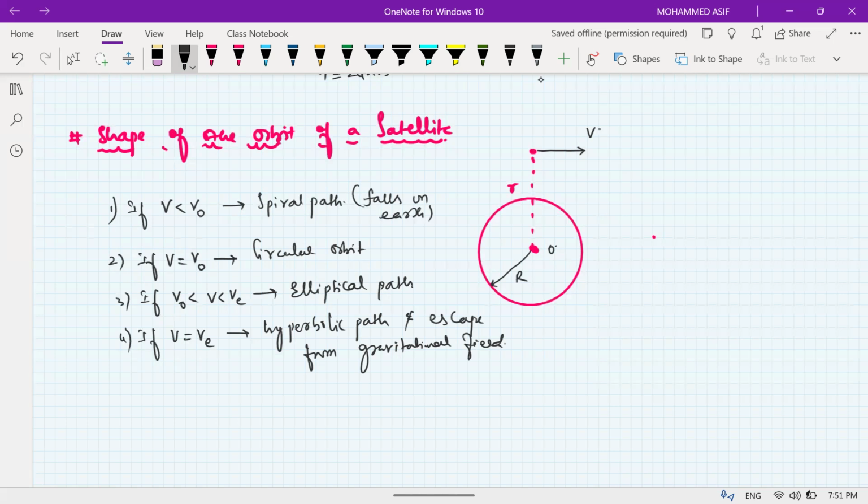Binary star system is also there, beta, but don't bother about all those relations. You just try to remember these basic things. That's more than enough for me.